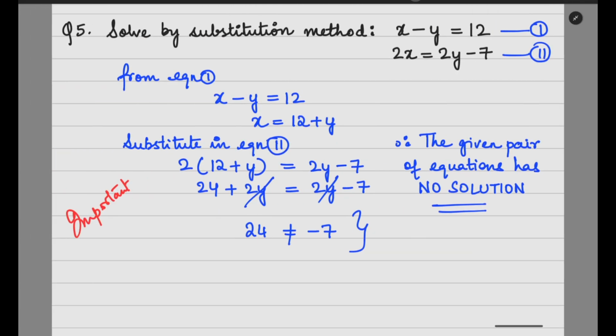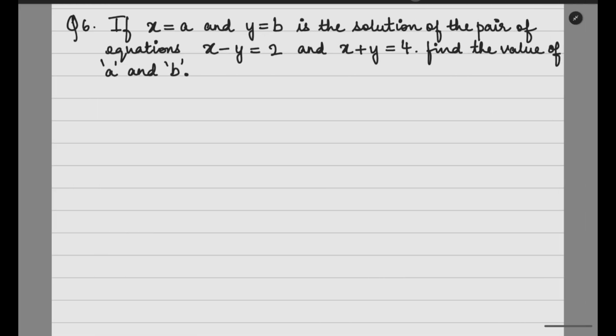I think that's it for today. Oh yeah, we'll do one more question before we wind up for the day. Here you're given, if x equal to a and y equal to b is the solution of a pair of equations x minus y equal to 2 and x plus y equal to 4, find the values of a and b.